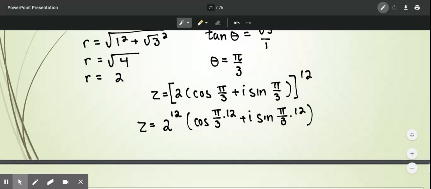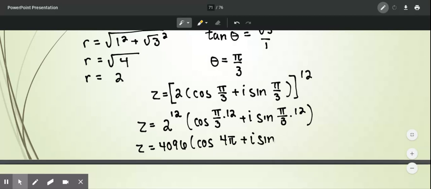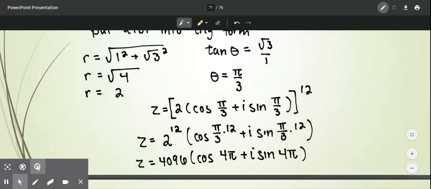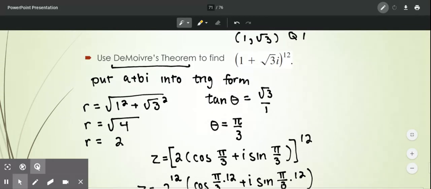So 2 to the 12th is 4096. So you get 4096 times the cosine of 12 pi over 3, which is 4 pi, plus i sine 4 pi. So the equivalent here is if you were to plot the point 1, root 3 on your complex number system, right? You'd have 1 and root 3, so you'd be about right here, right?